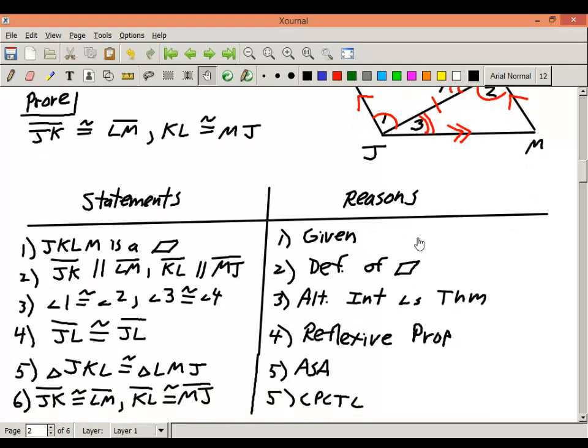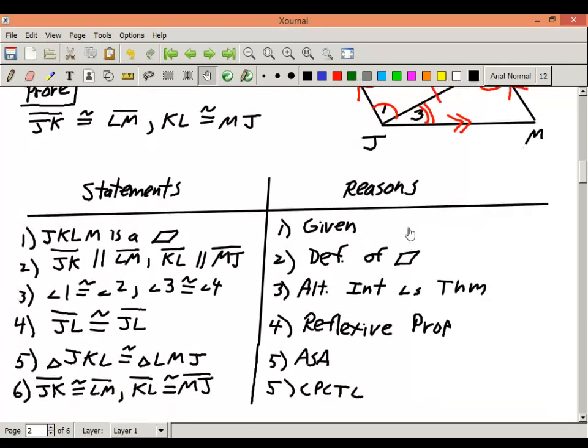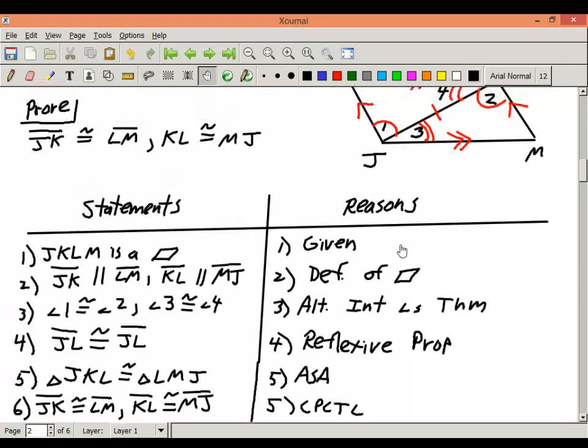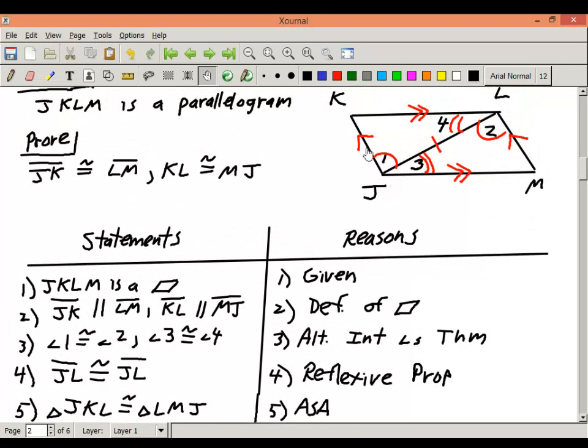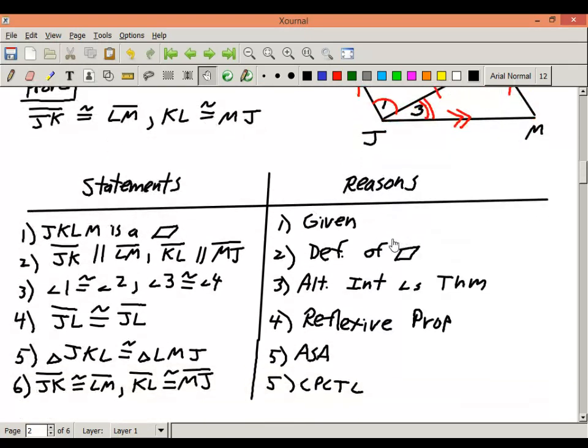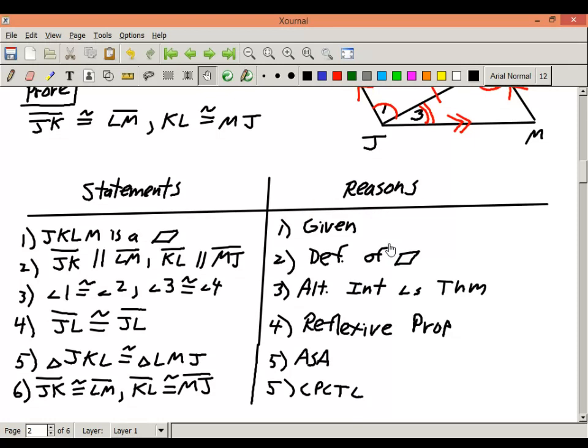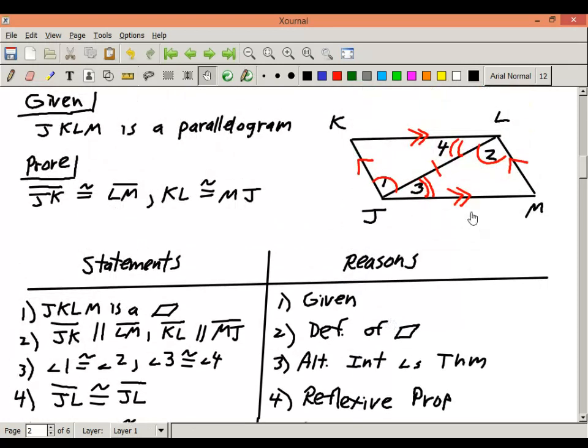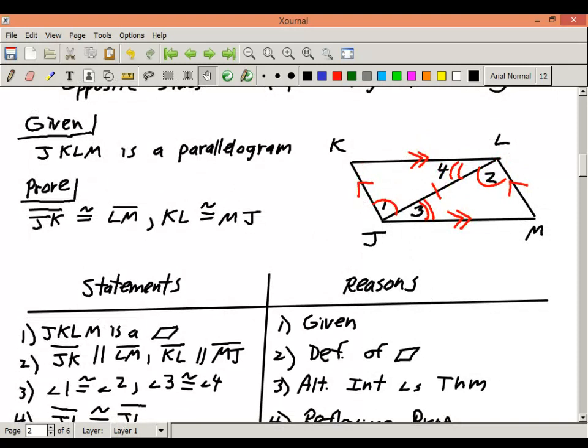And then because those two triangles are congruent, now we can use corresponding parts to say that JK, so left side, is congruent to LM. So JK congruent to LM, and also the top and bottom, so KL congruent to JM, because those are corresponding parts, and so corresponding parts of congruent triangles are congruent. So that proves the theorem that opposite sides of a parallelogram are congruent.